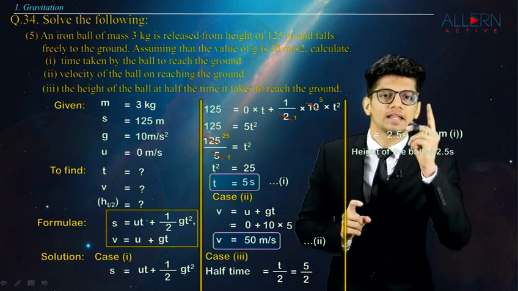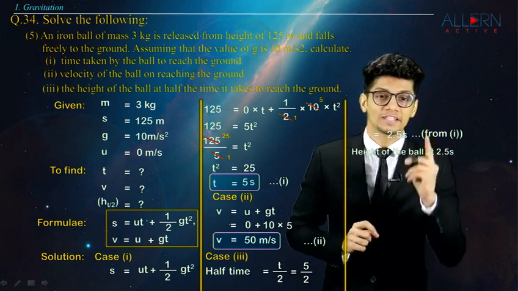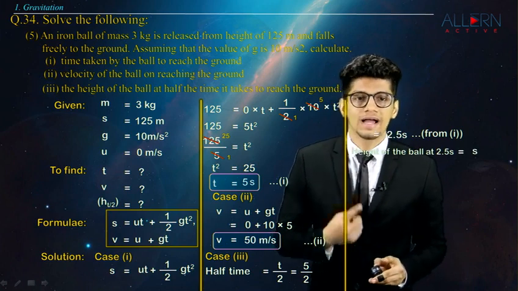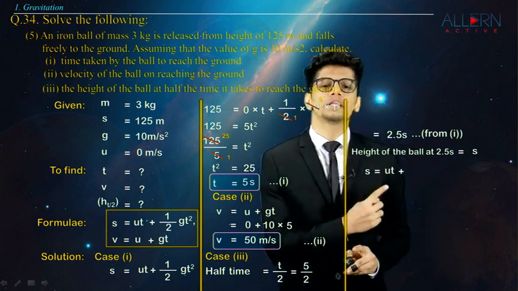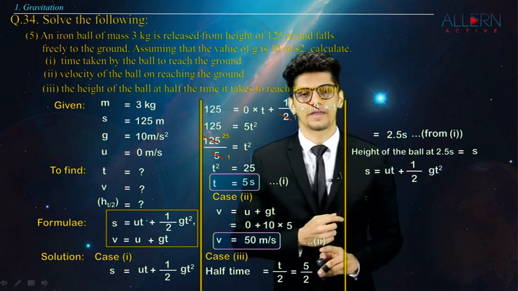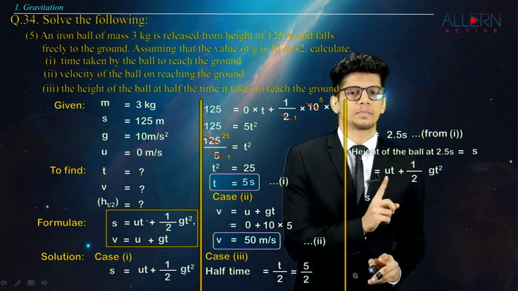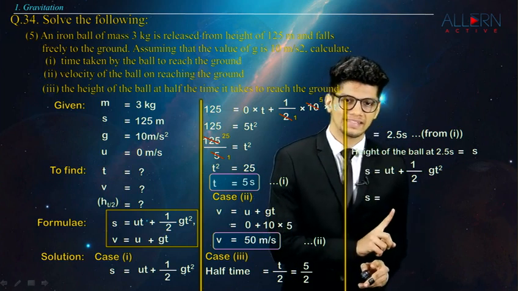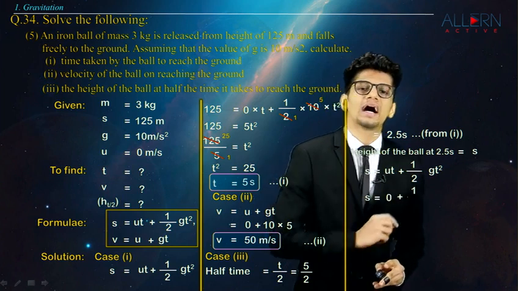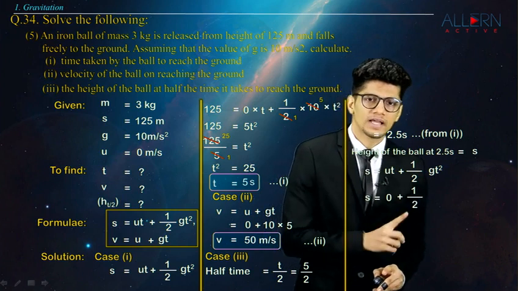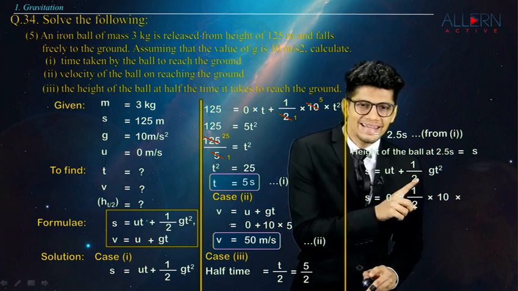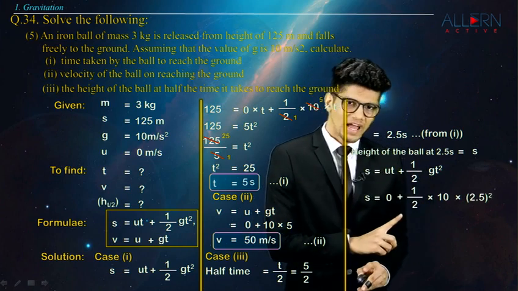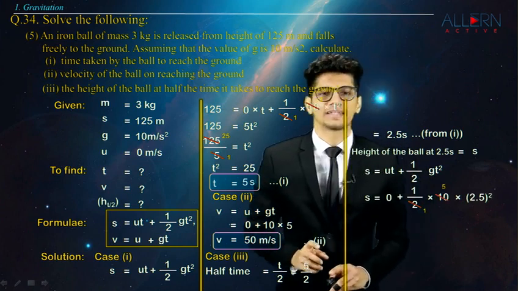Now height is nothing but the displacement, and displacement is denoted by small s. That means we'll use the formula s is equal to ut plus half gt square. Now u is nothing but 0. So 0 into anything will give us 0. That means 0 over here plus half. Now half remains half. g is 10 and t square is nothing but 2.5 square. So here we have 2 1s are 2 and 2 5s are 10, right?